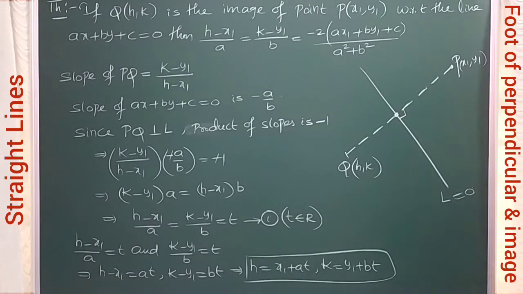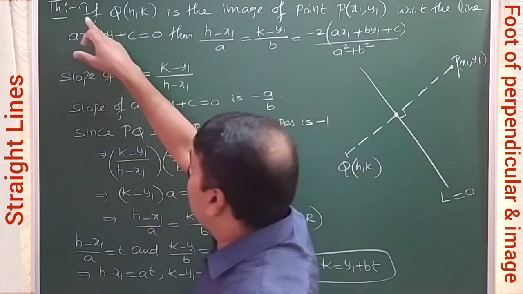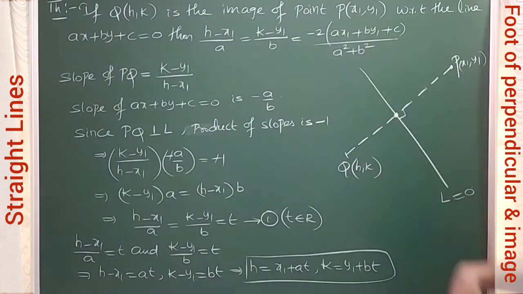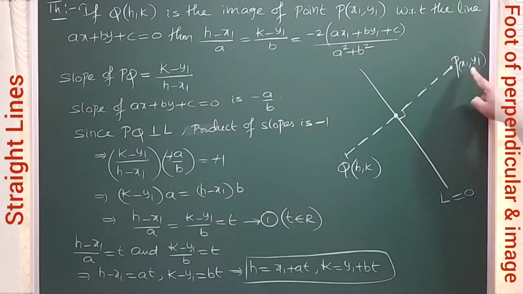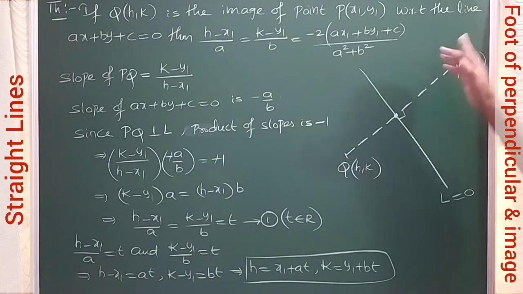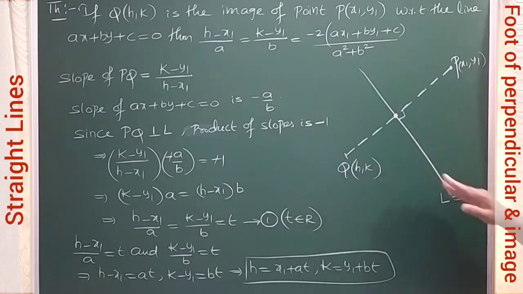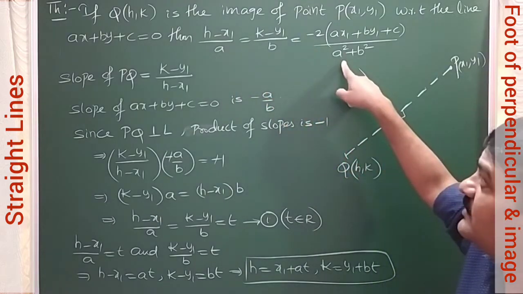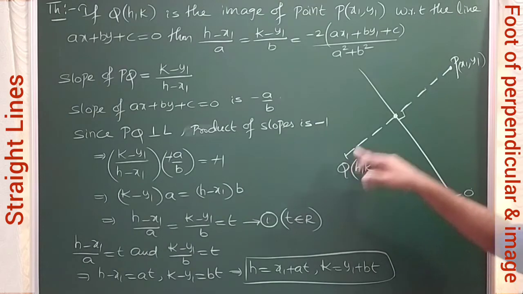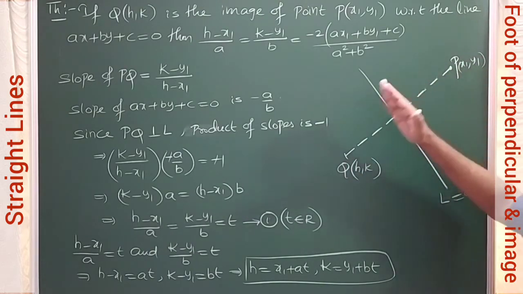Okay, so here is the theorem now. If Q(h, k) is the image of the point P(x1, y1) with respect to this line, which I am taking as L = 0, this is the formula to calculate h, k. Now this is the image of P with respect to the line.